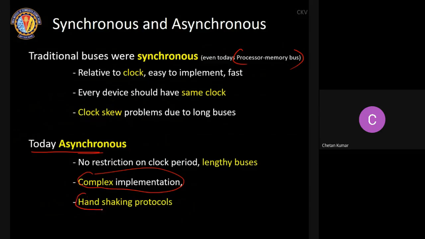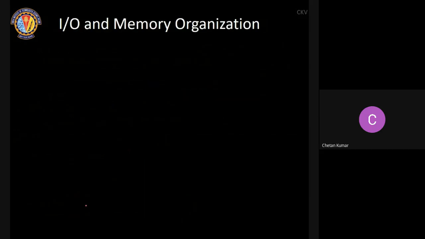And as I said, you use something called handshaking protocols for effective communication to happen between a processor and IO. You need some kind of protocol because there is no clock here. That's the reason you need some kind of mechanism to synchronize. So that will typically be done with the help of handshaking.